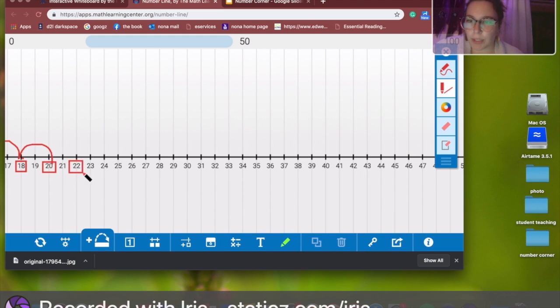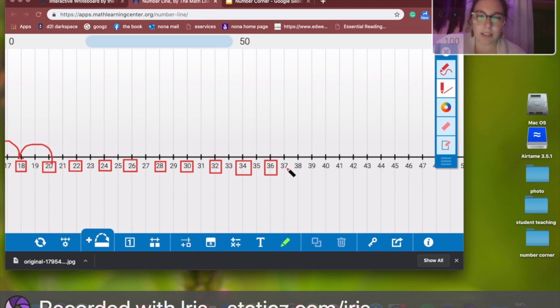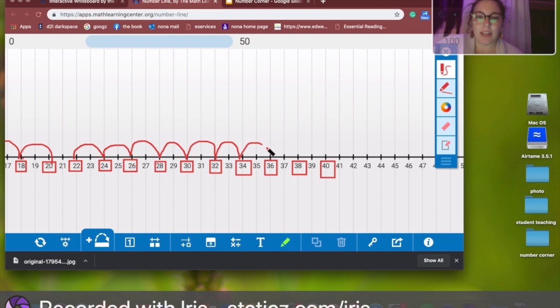21, 22, 24, 26, 28, 30, 32, 34, 36, 38, 40. Now let's count and see how many are between 20 and 40. 1, 2, 3, 4, 5, 6, 7, 8, 9, 10.